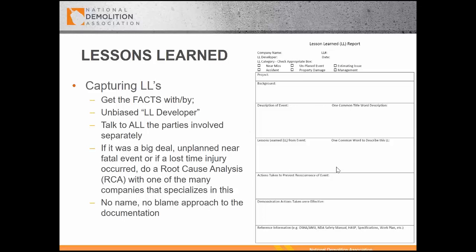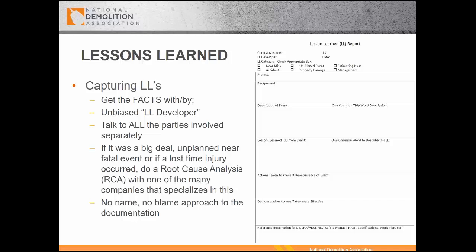So here's an actual lessons learned form that I use for capturing. Again, it's no name, no blame. We're not looking to point the finger, but we want to understand what happened. As you can see, there are multiple boxes that you can check: near miss, accident, property damage, unplanned event. Maybe it's an estimating issue, management issue. But again, all this information is very important. If it's something very serious, you might even bring in a separate party to do a root cause analysis.